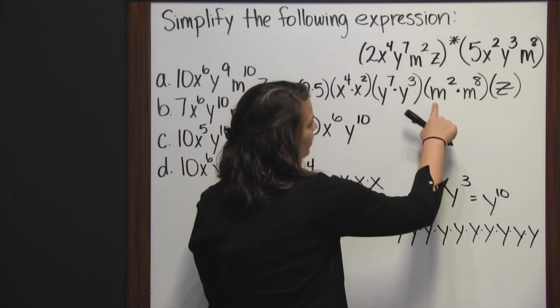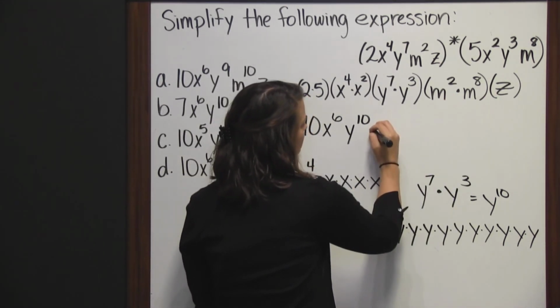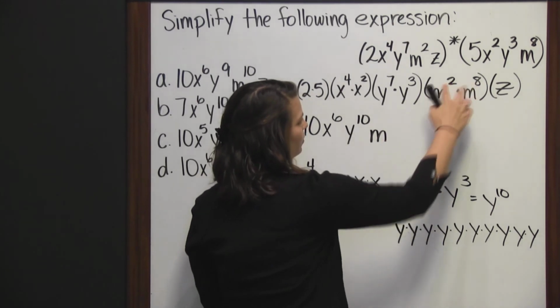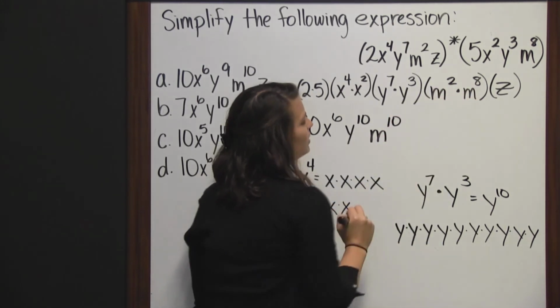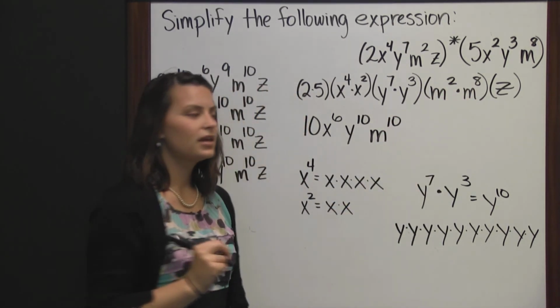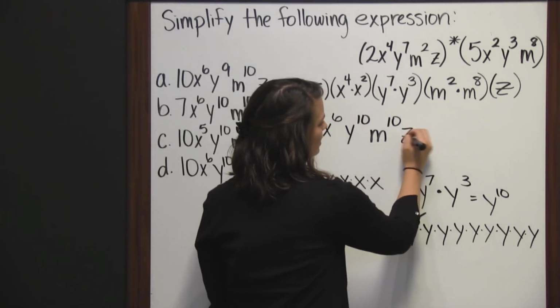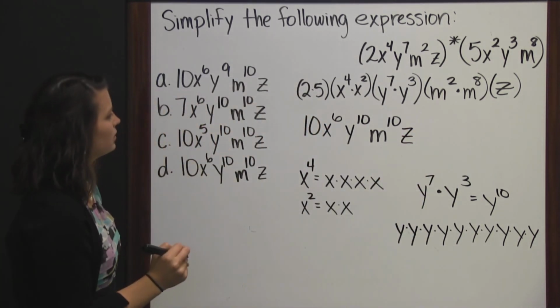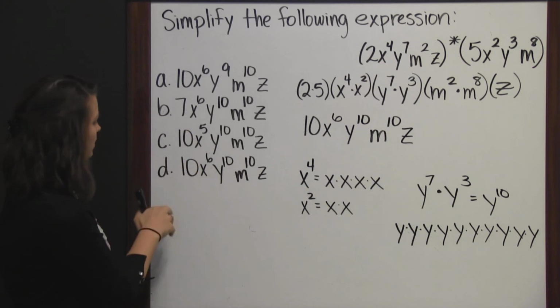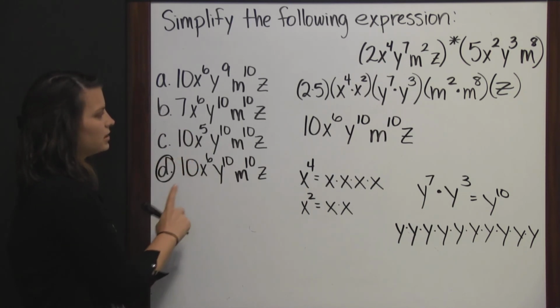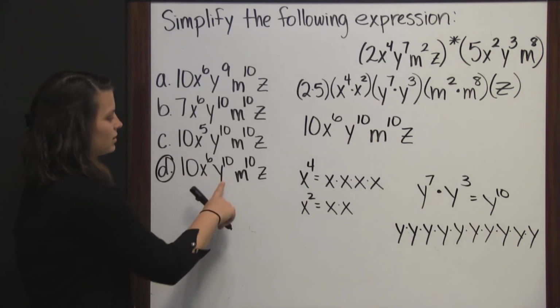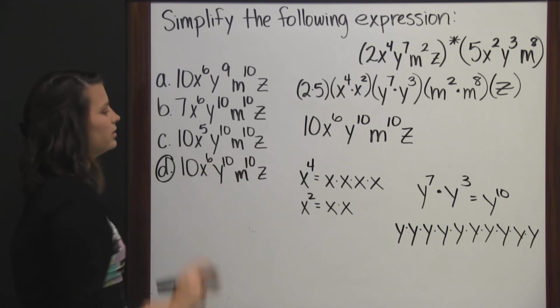Then we have m squared times m to the 8th. So same concept. Again, we're going to add our exponents. And we get m to the 10th. And then finally, times z. So that means our answer is D. 10, x to the 6th, y to the 10th, m to the 10th, z.